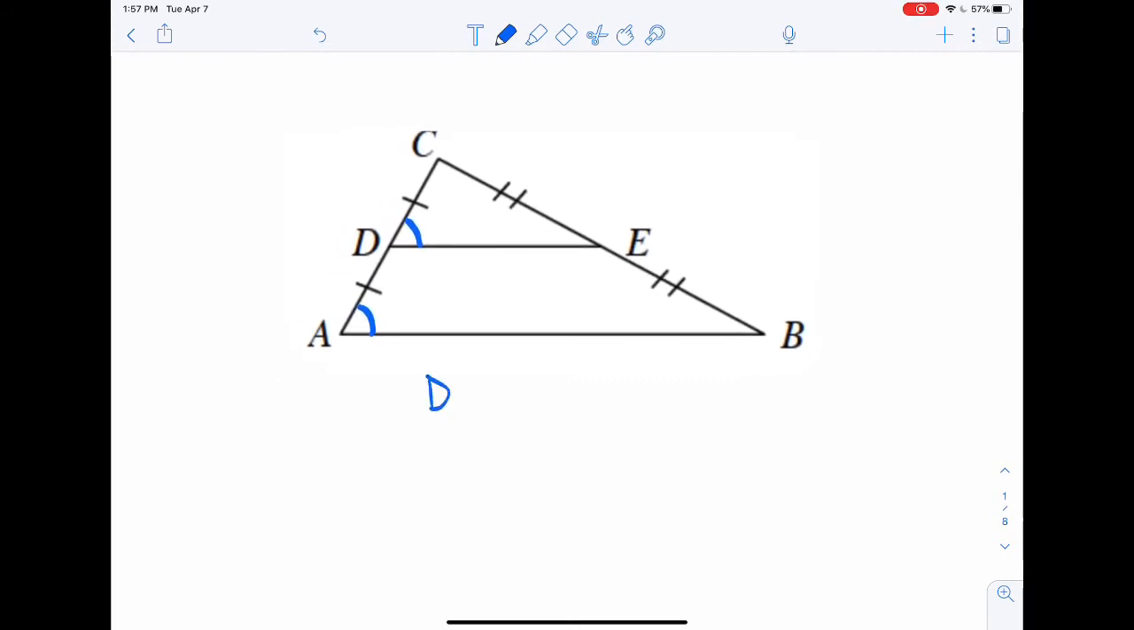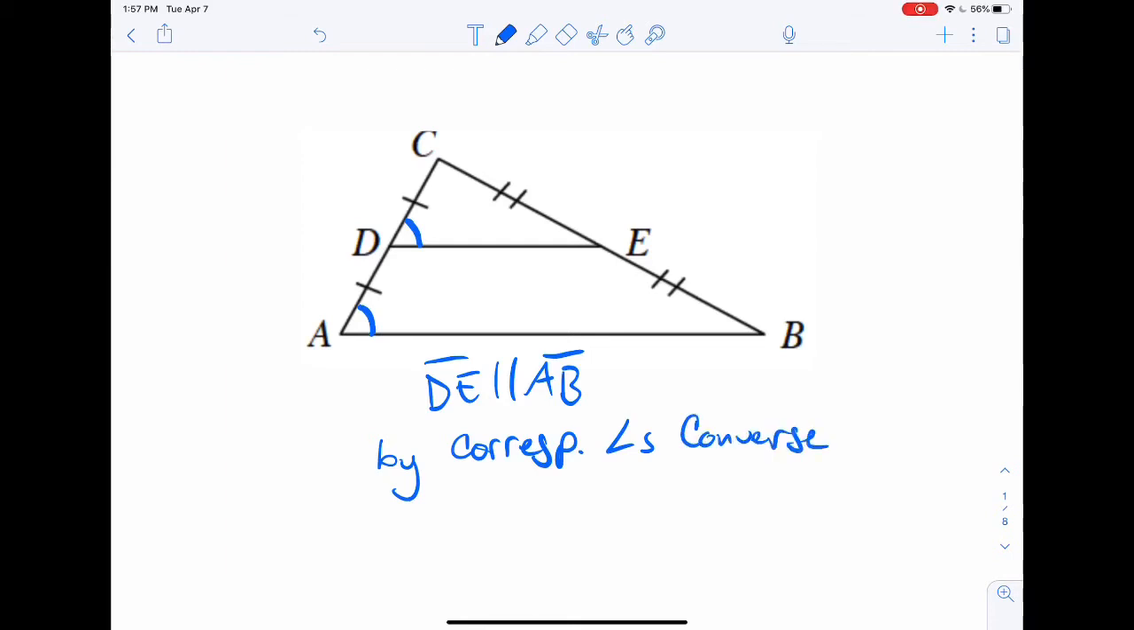That DE is parallel to AB by the corresponding angles converse, meaning if corresponding angles are congruent, as they are here, then lines are parallel.